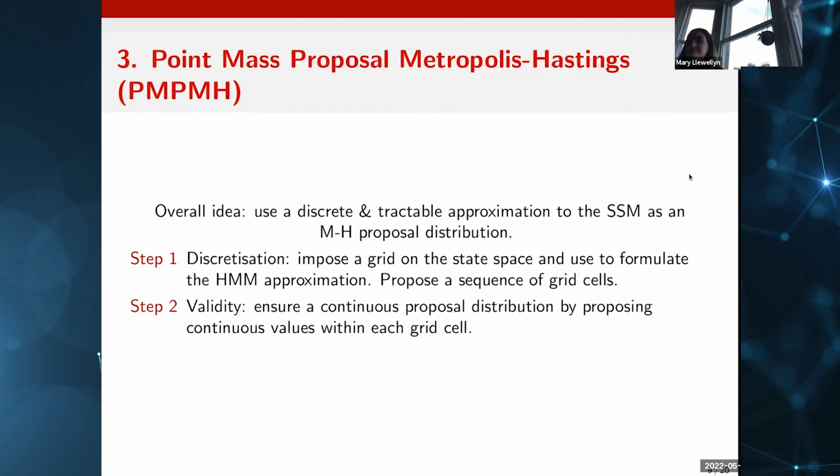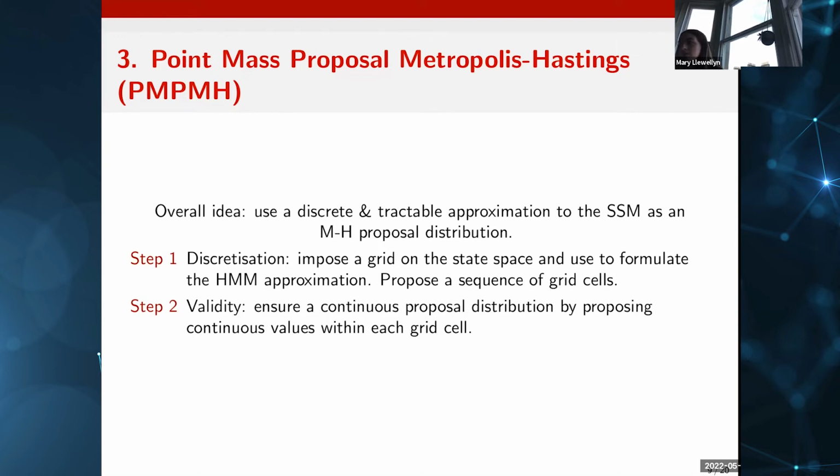Okay, so as you may have anticipated, the overall idea behind this work is to use the discrete and tractable approximations to the state-space model as a Metropolis-Hastings proposal distribution. And we're going to do this in two steps. So the entire methodology will be described by this two-stage process. First comes the discretization step. We impose a grid on the state space, which induces a hidden Markov model approximation to the state-space model.